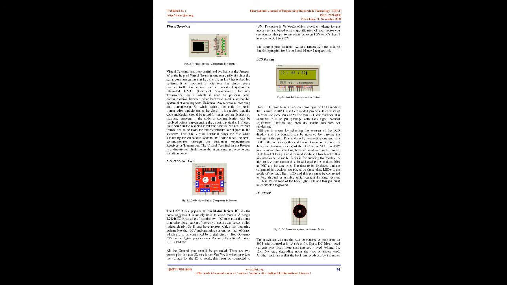R/W pin is meant for selecting between read and write modes. High level at this pin enables read mode and low level at this pin enables write mode. E-pin is for enabling the module. A high to low transition at this pin will enable the module. DB0 to DB7 are the data pins. The data to be displayed and the command instructions are placed on these pins.